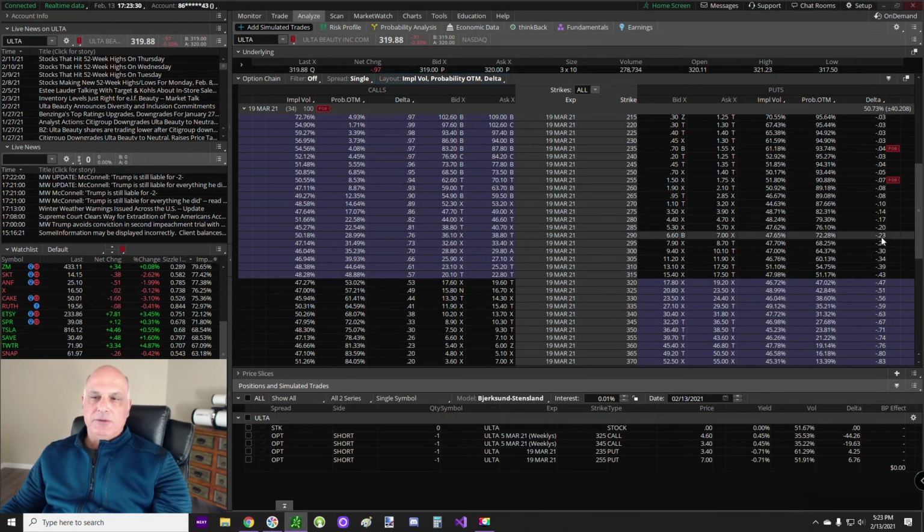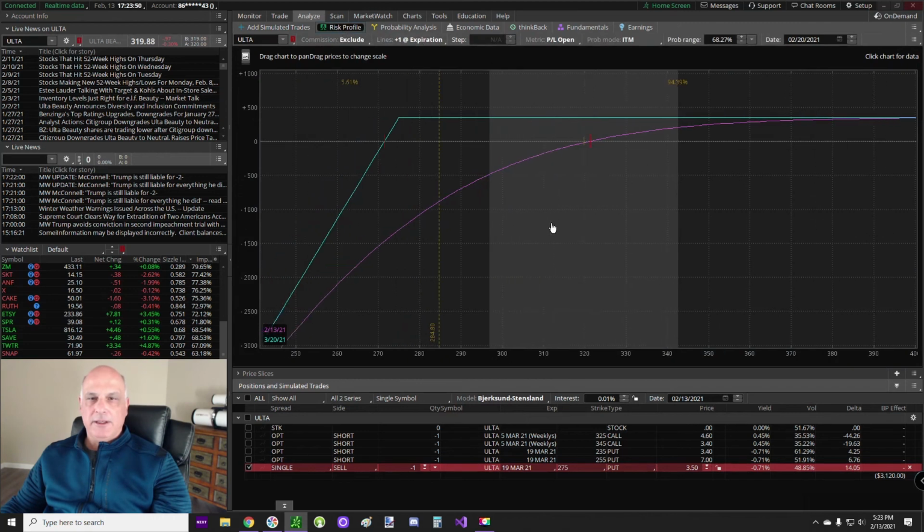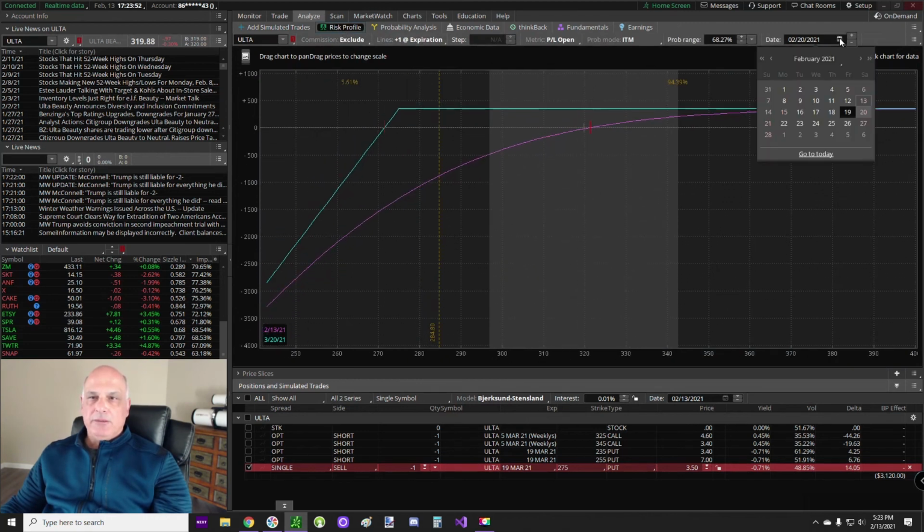We can move up to a 30 delta, but then notice that our probability of out of the money is lower. So if we want to just show on the platform, picking that 82%, because we have 87, 82, we'll pick that 275 strike price and we'll click on sell and we'll model that up here. And then we go up here and we set our expiration window to the March 19th date.